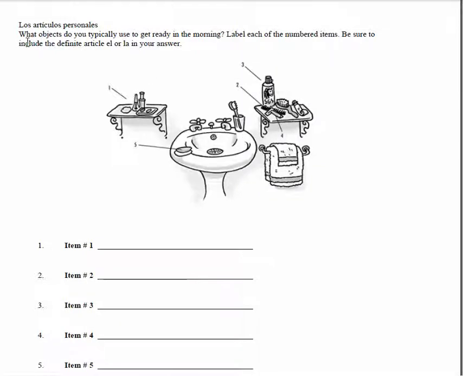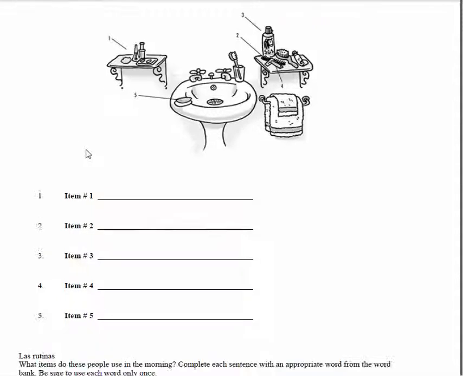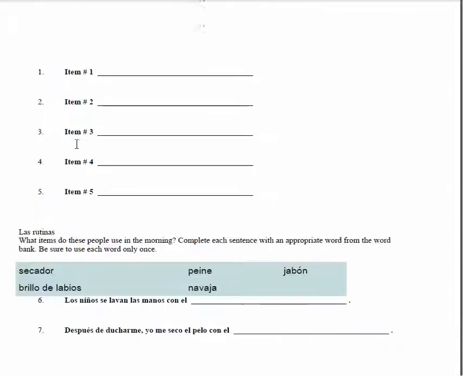And then remember that it says to include the definite article el or la in your answer. And I think that's very common in Spanish, that if you're not using a noun in a sentence where it would dictate you using a possessive adjective or an indefinite article, to put the definite article with it. Like they wouldn't just say toothbrush, they'd say the toothbrush. So that's why they like you to do that. Okay.